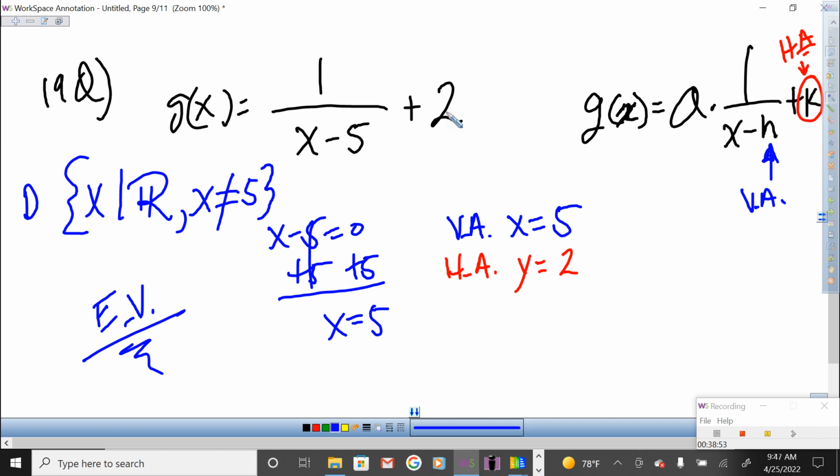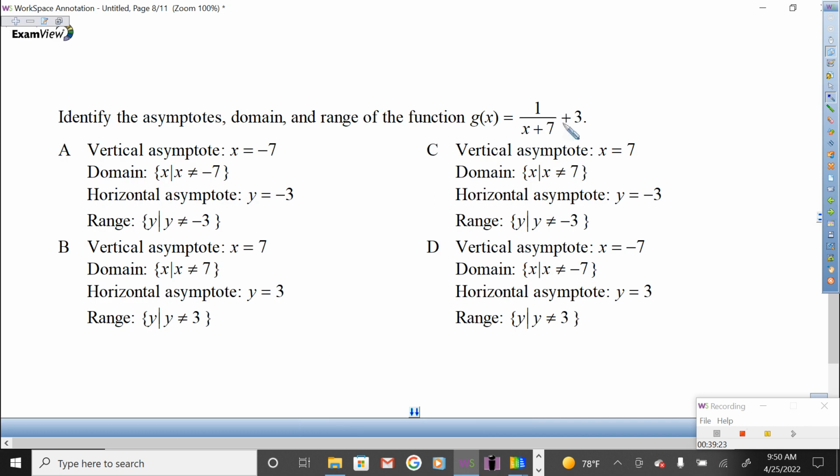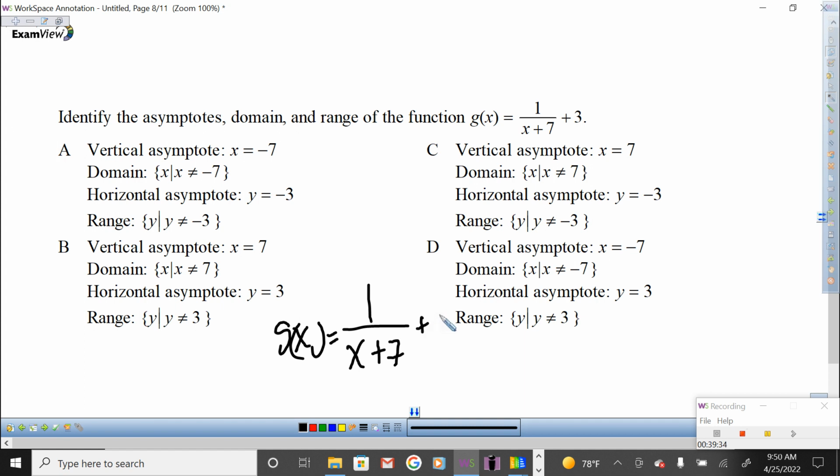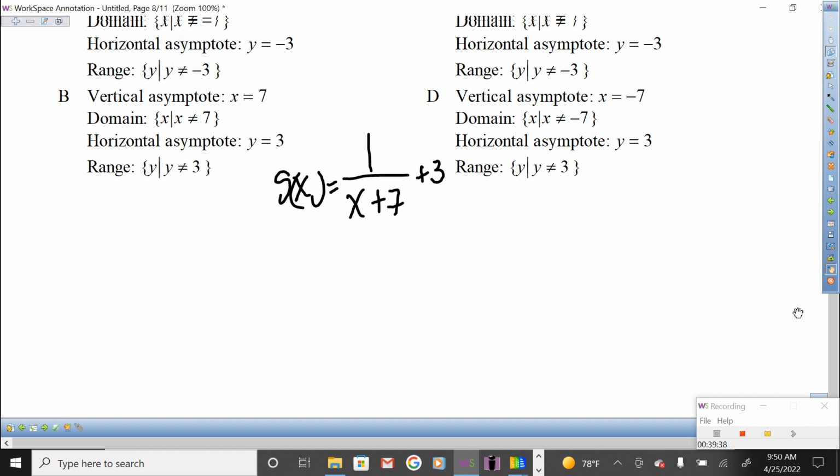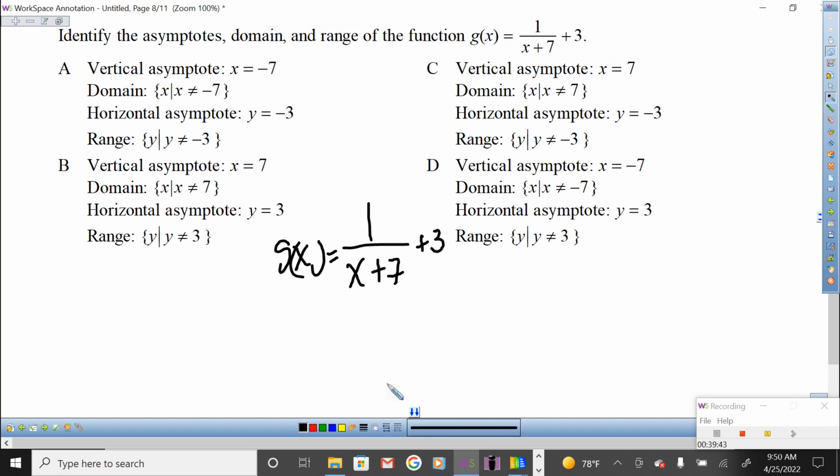So once again, HA and VA. All right, so let's go to number 19 on your study guide. There's number 19. We got g of x equals 1 over x plus 7 plus 3. So, by looking at it, do you know how to find your VA? Yes, Mr. Q. How about your HA? Yes, Mr. Q. All right, good. Also, what is our excluded value?